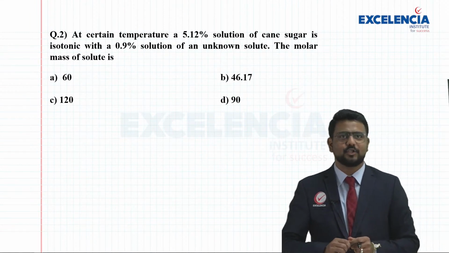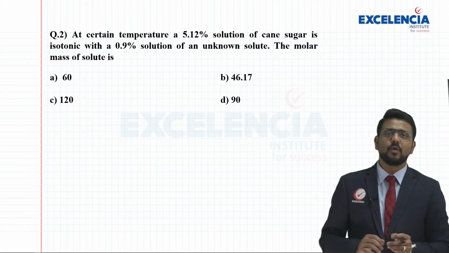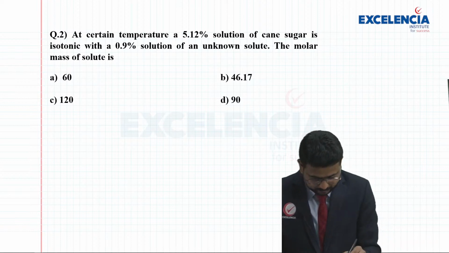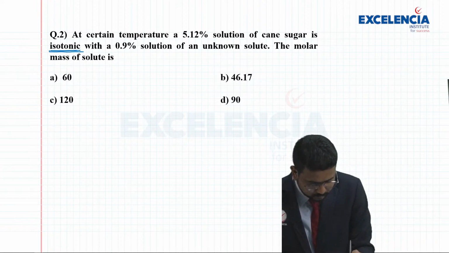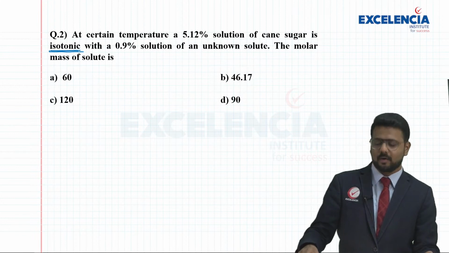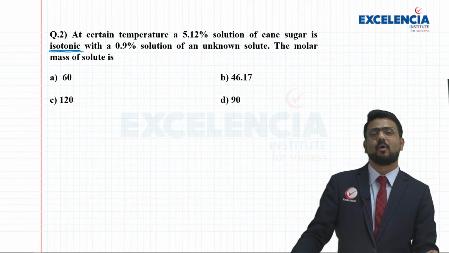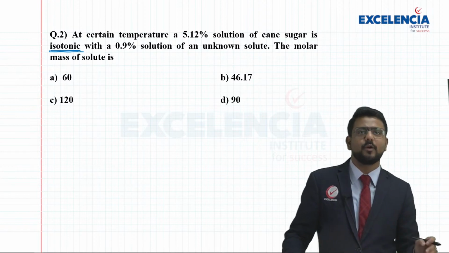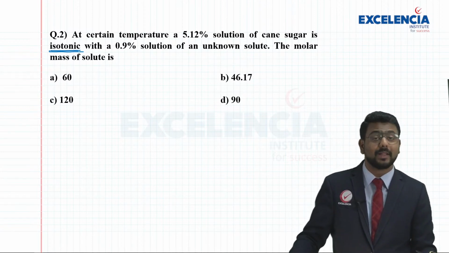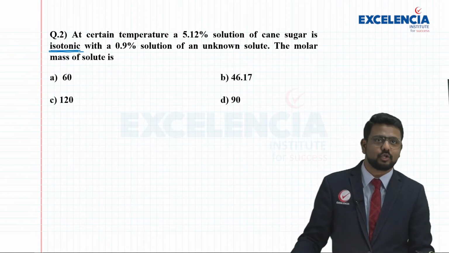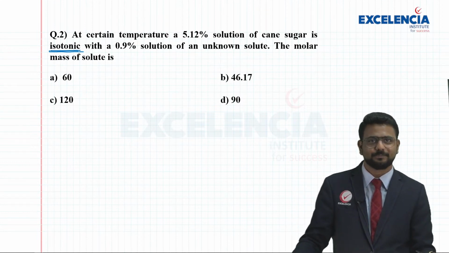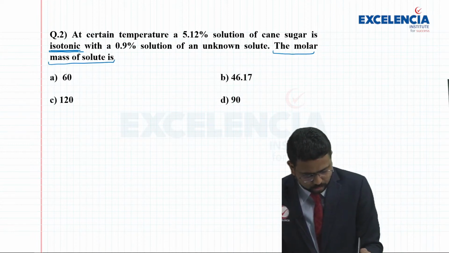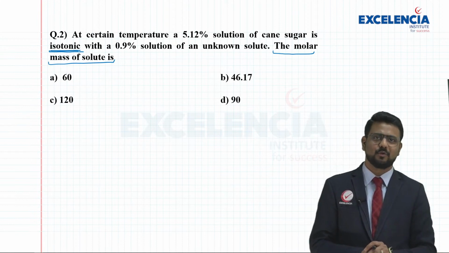At a certain temperature, a 5.12% solution of cane sugar is isotonic with a 0.9% solution of an unknown solute. The moment we say isotonic, it means we are dealing with identical osmotic pressures, right? The question is, what is the molar mass of the solute? They are asking us to find the molar mass of the solute here.